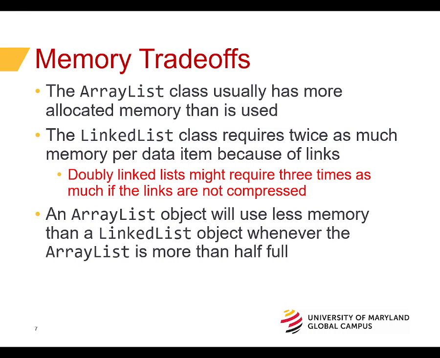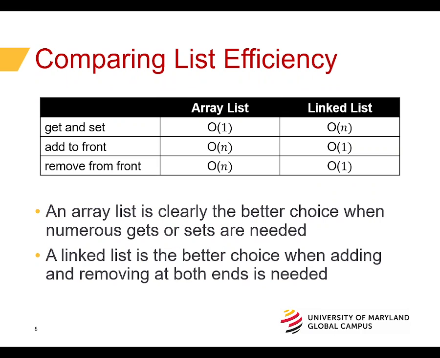Doubly linked lists might require 3 times as much if the links are not compressed. Assuming the linked list is implemented by compressing the 2 links, an ArrayList object will use less memory than a linked list object whenever the ArrayList is more than half full. We conclude by summarizing the efficiency issues.